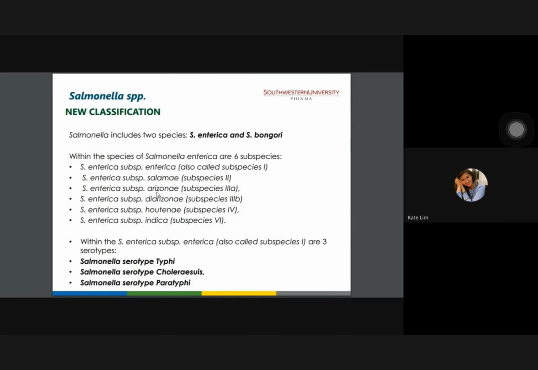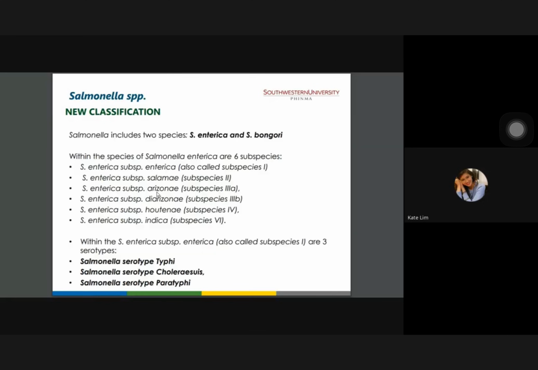So what we have here are some Salmonella species, and each Salmonella species has subspecies. And we have here the most important species that has three serotypes. Okay, so let's just introduce. Let's start first with this genus and specific epithet.